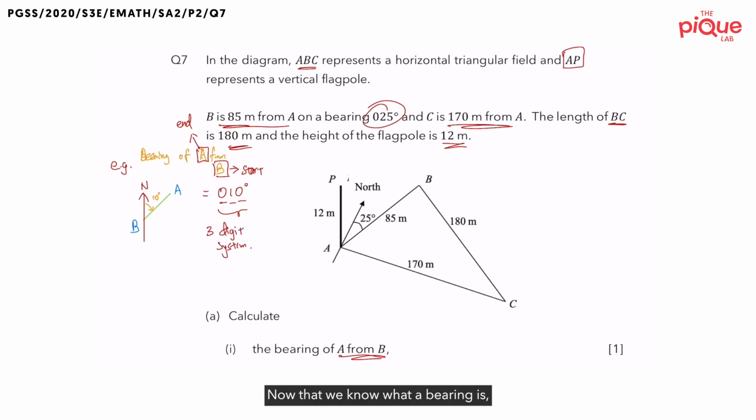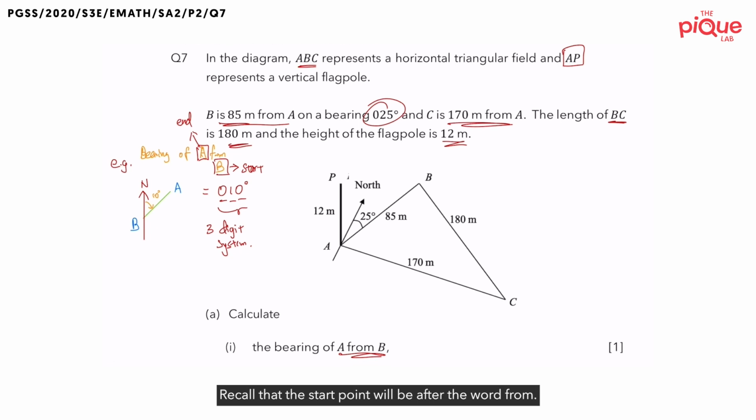Now that we know what a bearing is, let us proceed to solve the question in part a(i). Since we are interested to find the bearing of A from B, we must first find the start and end point. Recall that the start point will be after the word from. In this case, B is our starting point, while A is our end point. In our diagram, we shall now proceed to point B and draw in the north direction. But what do you notice about the north direction in this question here? We see that the north is not pointing vertically upwards in the paper, but rather is in a slanted direction. So please be mindful of that and draw in the north also a little bit slanted.